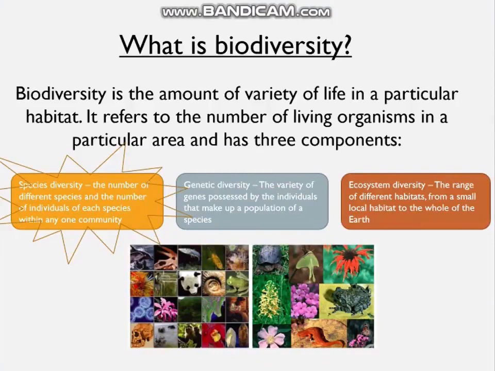So what is biodiversity? Well, it is the amount of variety of life in a particular habitat. It refers to the number of living organisms in a particular area and it has three components: species diversity, genetic diversity, and ecosystem diversity. This video is going to focus on species diversity and how to measure it.